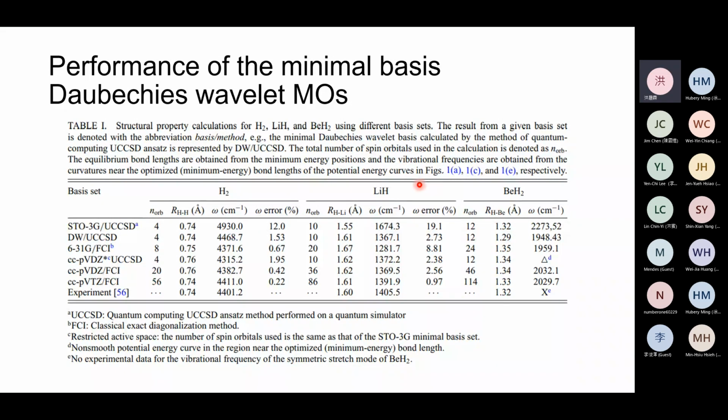For lithium and beryllium hydride, we can see that the Daubechies wavelet and cc-pVDZ and cc-pVTZ yield a bond length structure that agrees with the experimental value.